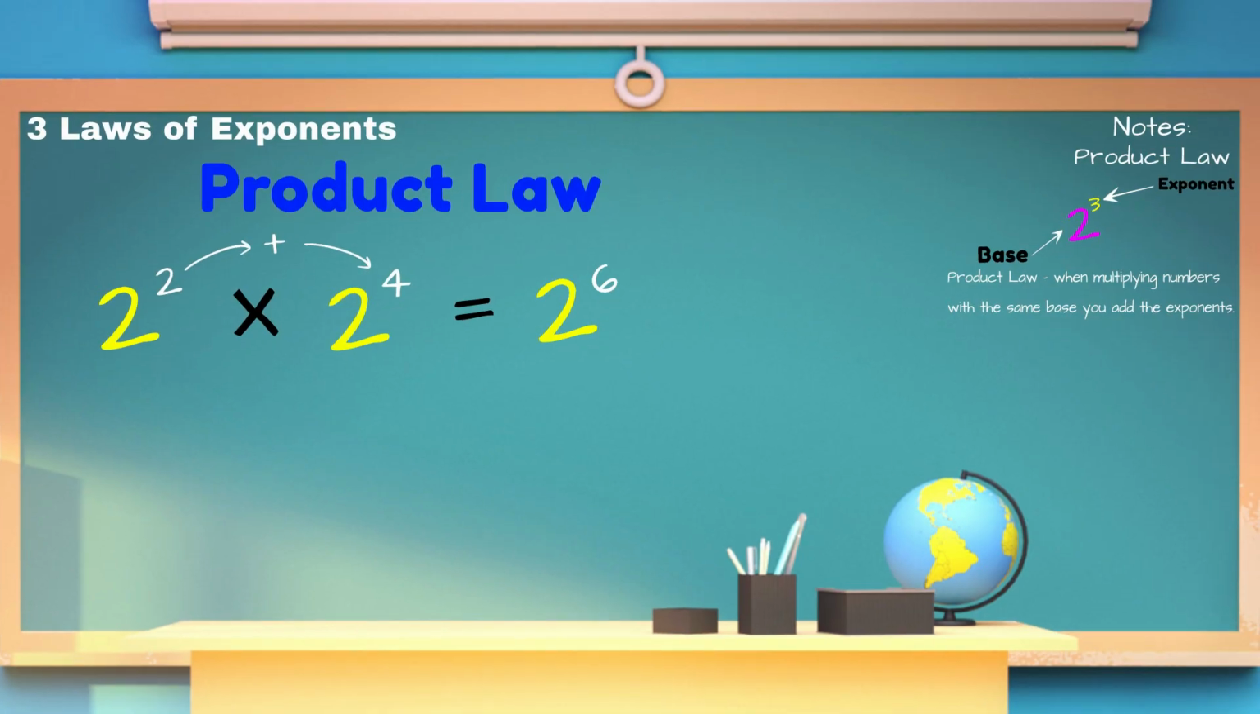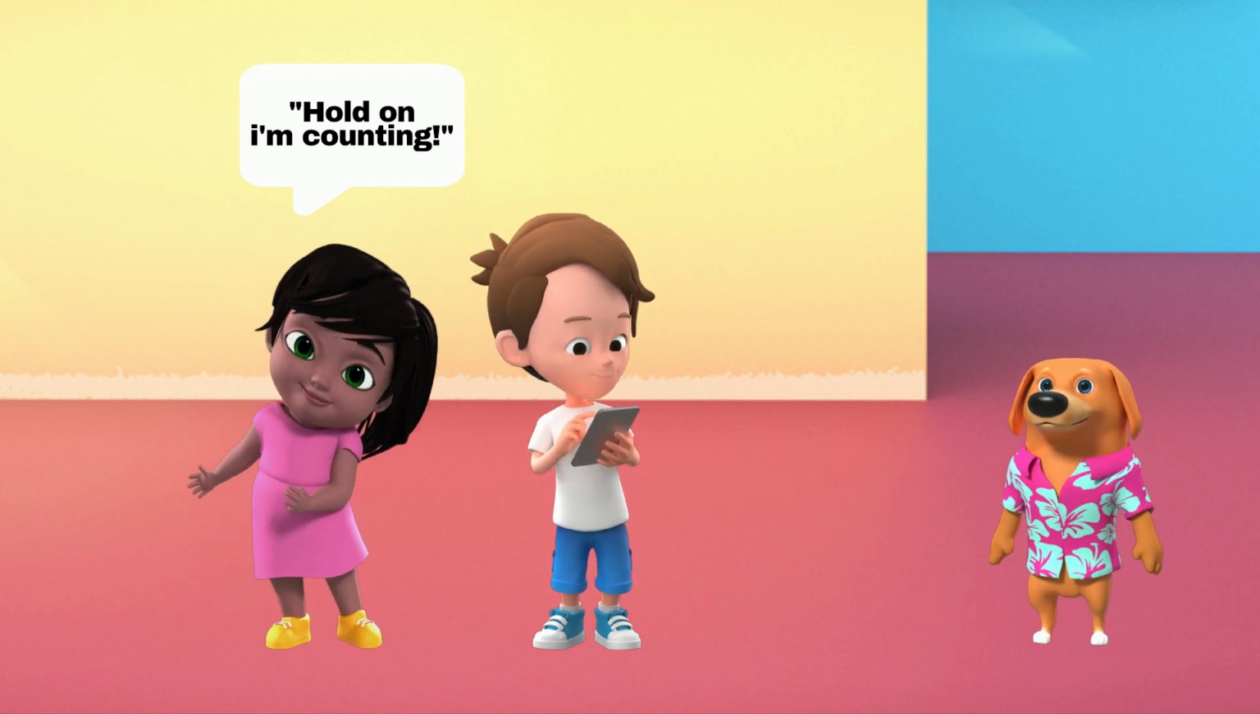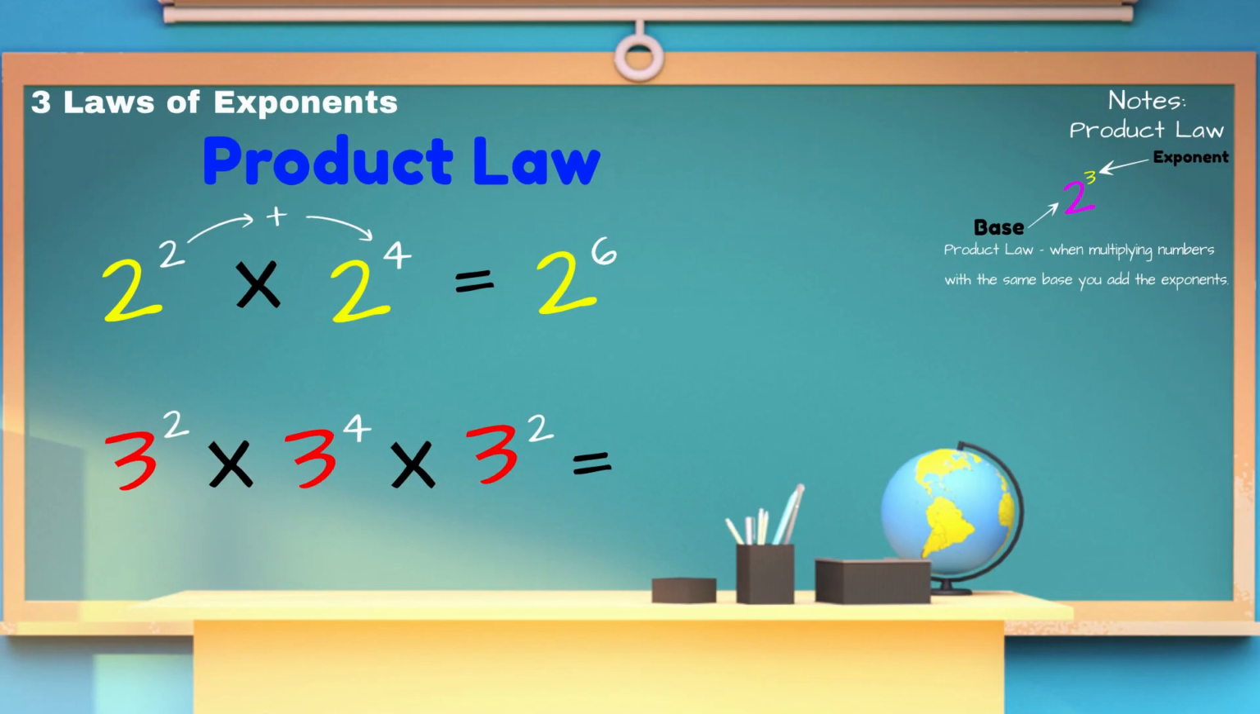So let's try 3 squared times 3 to the 4th power times 3 squared. Are the bases the same? Yes. So what do... Hold on, I'm counting. Sorry. That will be 3 to the 8th power. Exactly. The bases are the same, so we add 2 plus 4 plus 2 and leave the base the same.